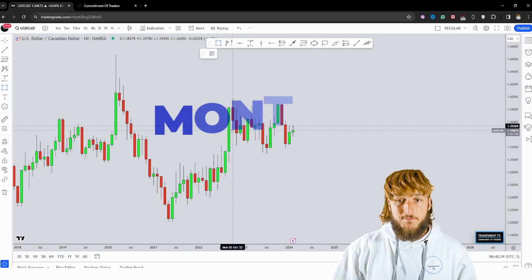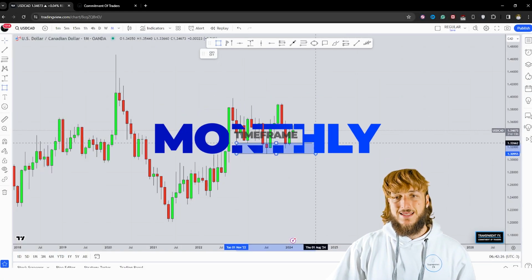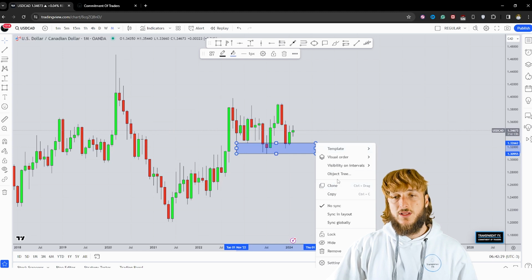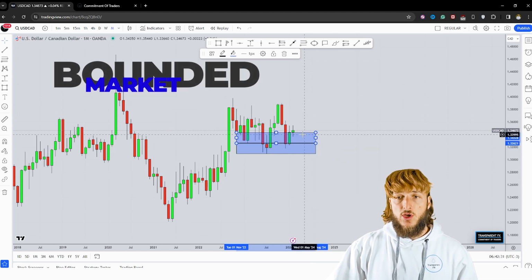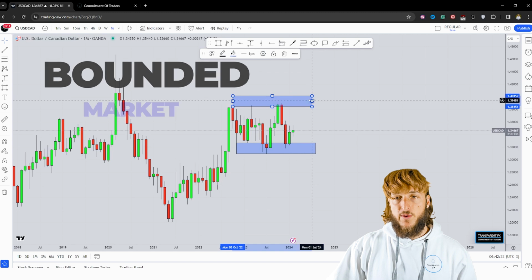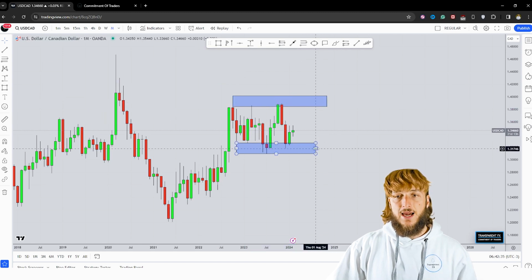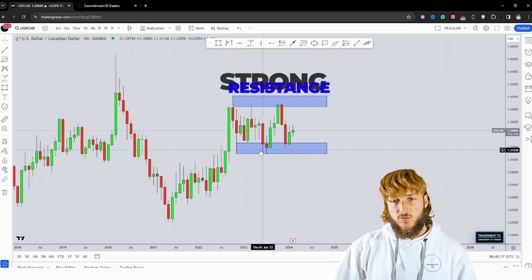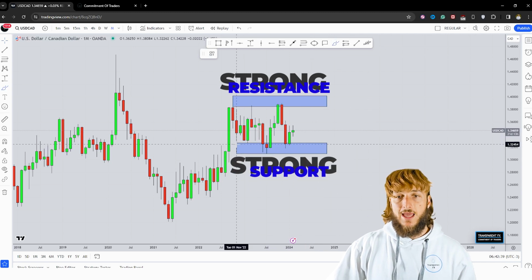Starting here from the monthly time frame, what we can see is that at the moment we have a market which is currently range bound. In fact, we can notice how the top of the range is currently easily identifiable at this level, and the bottom of the range is easy to identify at this bottom.